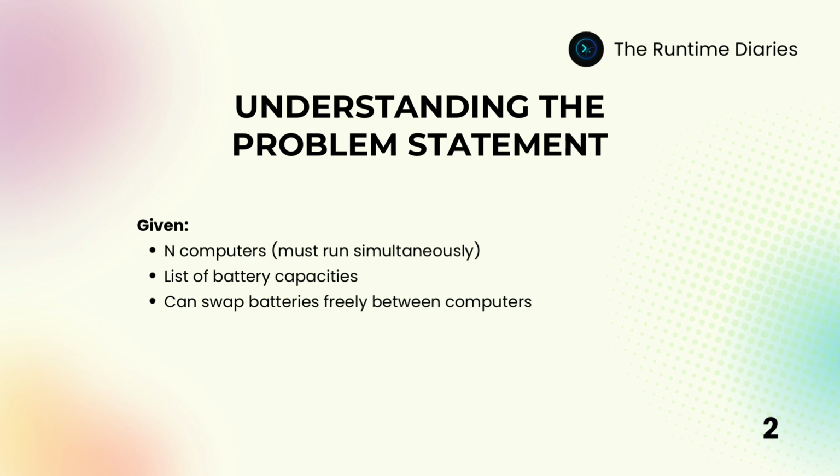So let's dive in. Here's what LeetCode gives us. You have n computers and they all need to run at the same time. You have a list of batteries, each with some capacity. And here's the good news. You can hot swap batteries between computers whenever you want. The goal is simple. Find the maximum possible number t such that all n computers can run for t minutes simultaneously. And the moment you hear the phrase maximum possible t, you should already be thinking binary search on the answer. But we're not there yet.